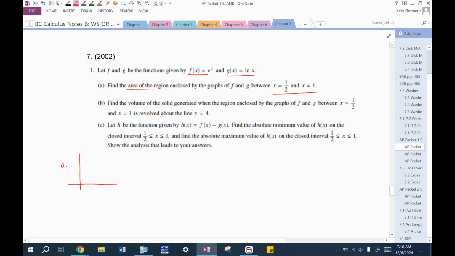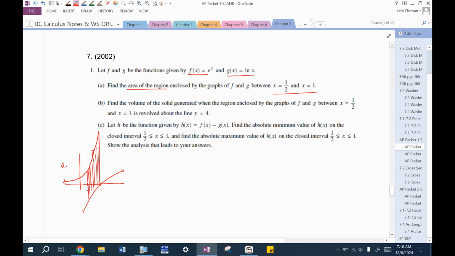Now, we should have been able to sketch the graph without the calculator, right? E to the x is an exponential function. It goes through 0, 1, but we're starting here at 1/2. And natural log of x goes through 1, 0, and it does something like this. We're looking at where these two vertical lines enclose this region. So we're just looking at this portion here between the two graphs.